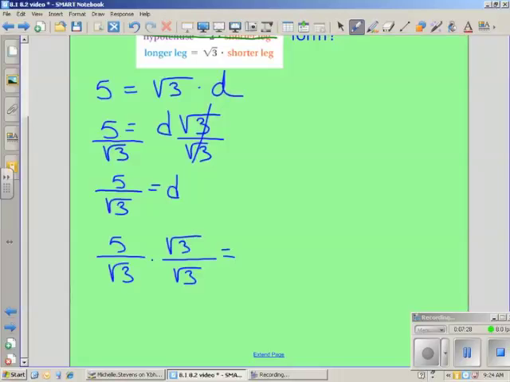Multiplying the numerators, 5 times radical 3 is 5 radical 3. And radical 3 times radical 3 is simply 3. So our d is equal to 5 radical 3 over 3.